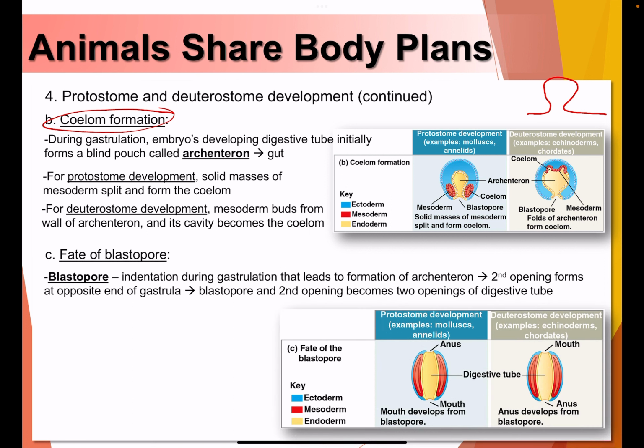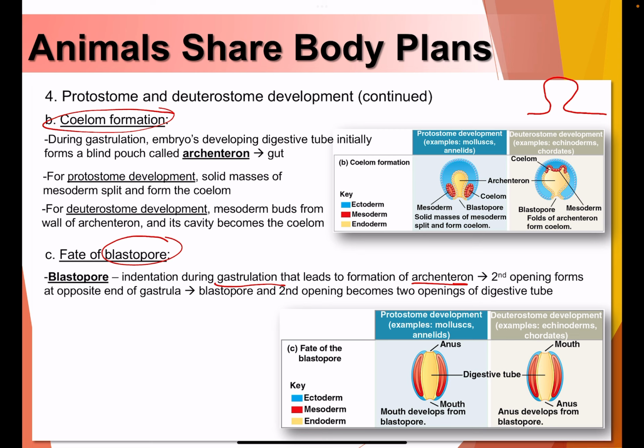And the third thing that can be different between protostome and deuterostome development is the fate of the blastopore. Remember, we said that when your primitive digestive tract, or primitive gut, is formed, there is an opening at the top and an opening at the bottom. The bottom one is what we call the blastopore, the indentation during gastrulation that leads to formation of the archenteron.